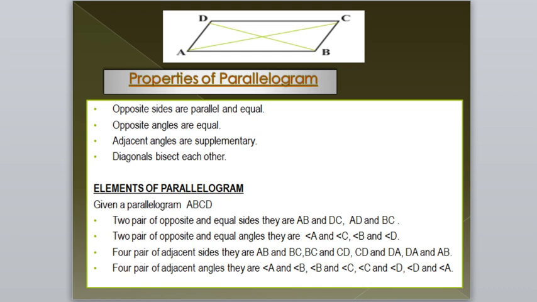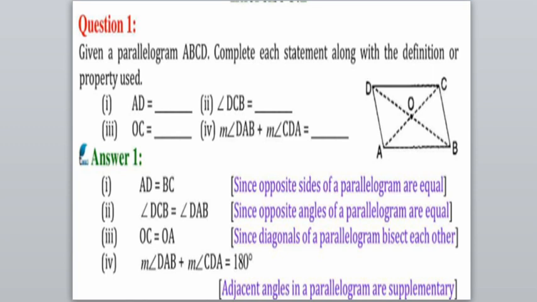Now we will start with exercise number 3.3. In question number 1, a parallelogram ABCD is given. Complete each statement along with the definition or property used. This is the figure given in the question, and using this figure, parallelogram ABCD, we have to complete the statements given below, and for each statement we have to state the definition or property which we used.